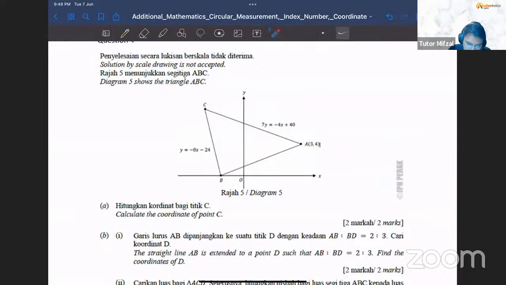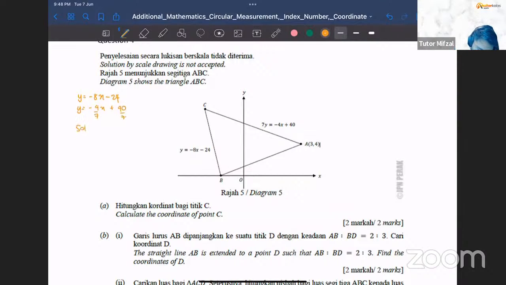So sekarang ni, we already have that. Okay, we have one straight line here, and we have another straight line here, and both of them intercepts at C. Now, what we can do is we can have this equation and this equation. Kita boleh combine these two, and kita boleh dapat two simultaneous equation lah. So here you have y equivalent to negative 8x minus 24, and then the other one you have y equivalent to negative 4 over 7x plus 40 over 7.